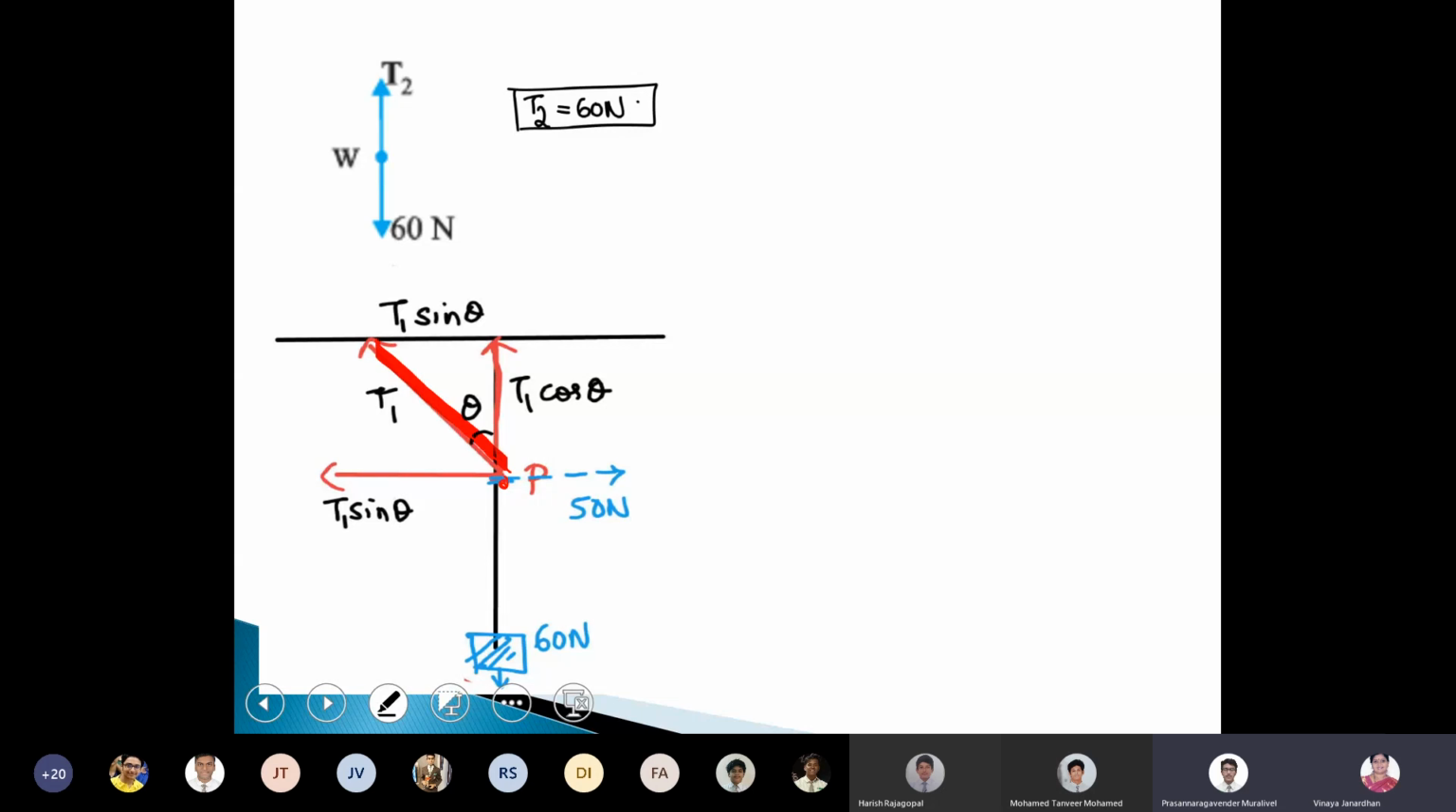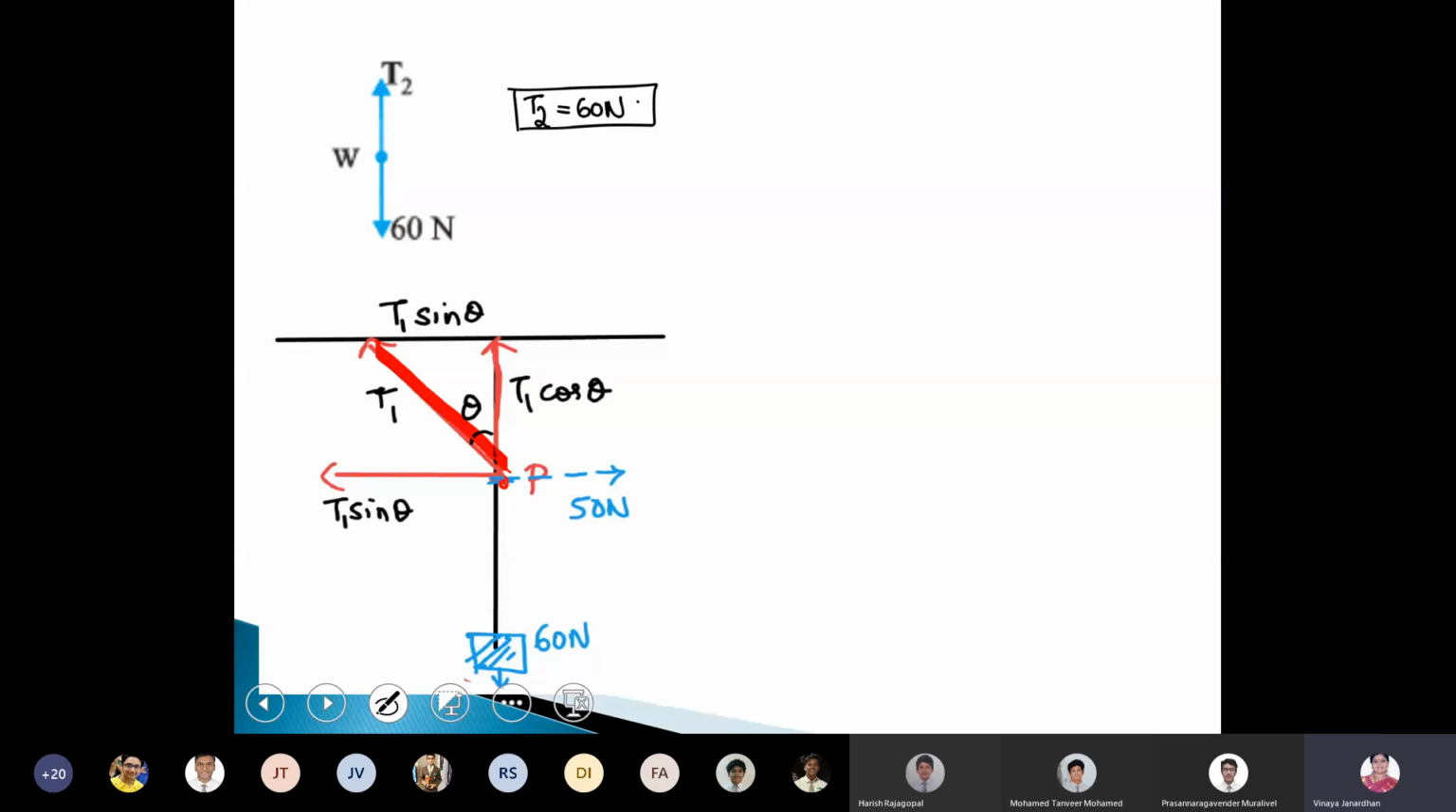Now this T1 is a vector. It is a force. It is a vector. Now this vector has to be resolved into two components. We will see why we want to divide this T1 into two components, but I'll do that a little bit later. Now T1 is to be divided into two components.